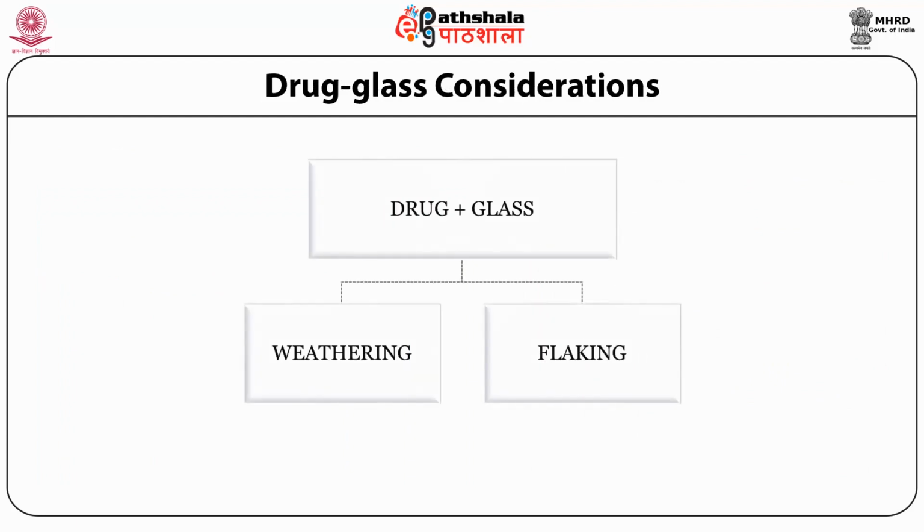Drug glass consideration. Here we are going to discuss the important precautions or properties which we have to check when we are taking glass as a packaging material. In this consideration, the two main factors which are very important are withering and flaking. Sometimes these defects may be caused by the glass we select for packaging of pharmaceuticals.